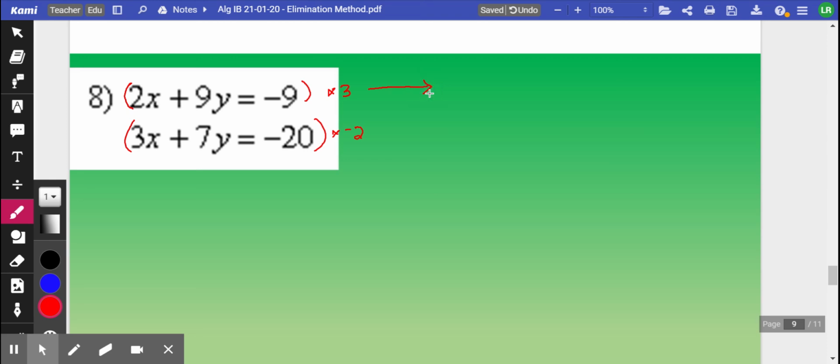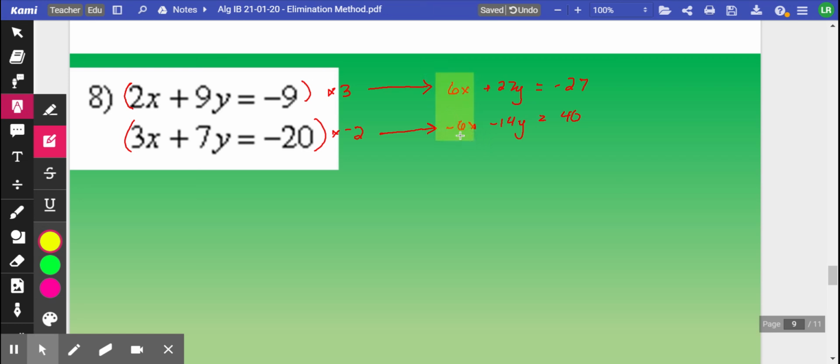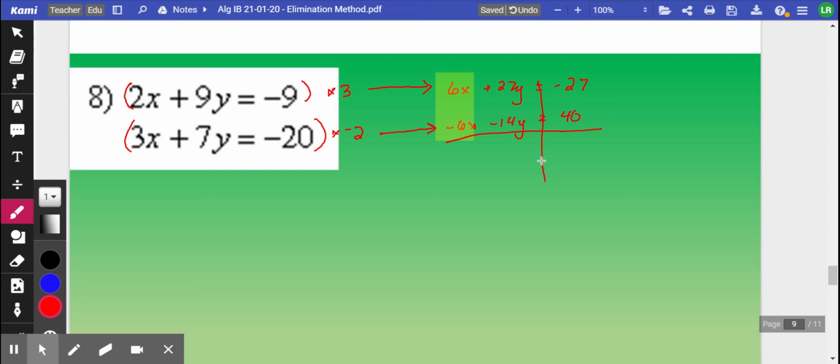Okay, let's go ahead and multiply that out. So that's going to give me 6x plus 27y equals negative 27. Okay, again, be careful when you do your multiplications. That's where I see a lot of mistakes early on. The bottom, everything by negative 2. So I have negative 6x, negative 14y, and positive 40. And I look here, and yay, my x's add up to 0. So let's add these equations together.